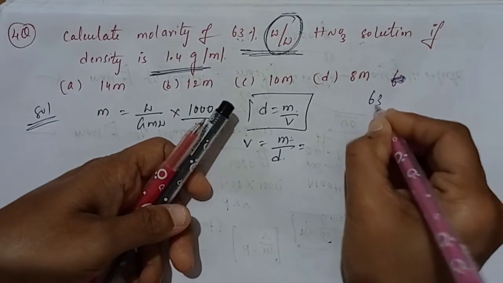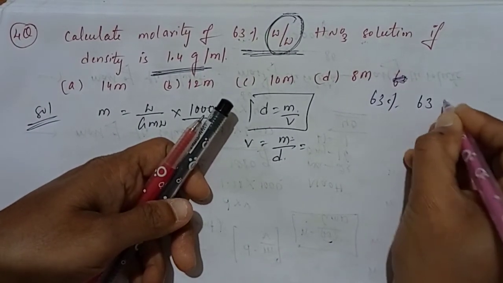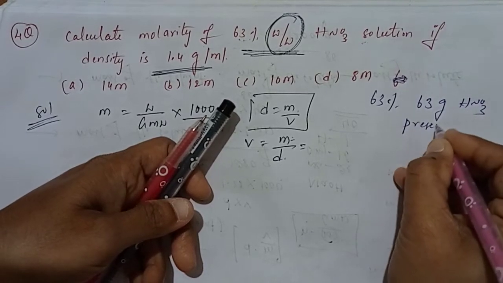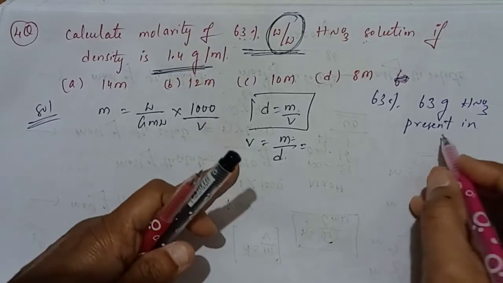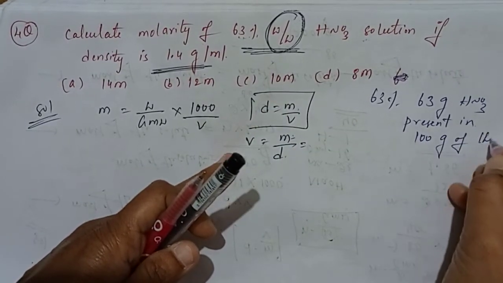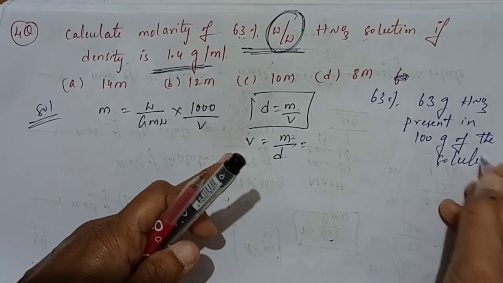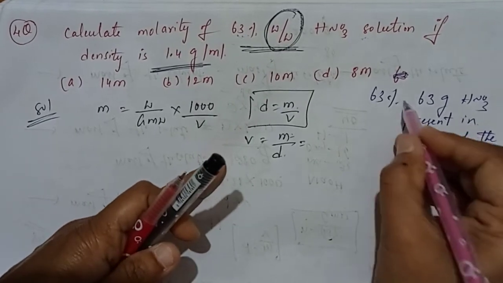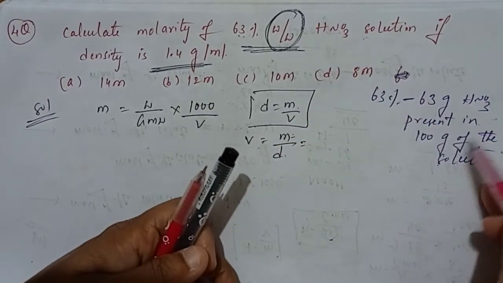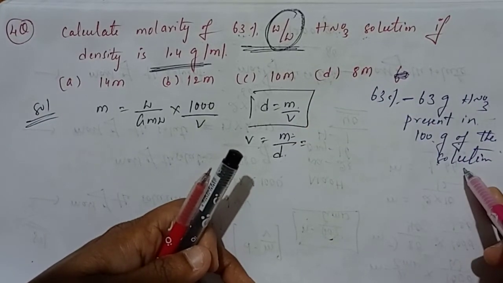63% means 63 grams of HNO3 present in 100 grams of the solution. Clear this one? 100 grams of the solution. Understanding? So 63% means 63 grams of HNO3 is present in 100 grams of the solution, students.